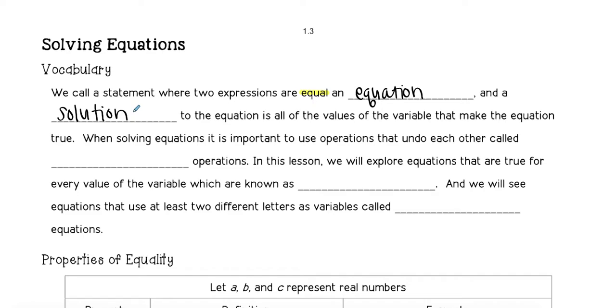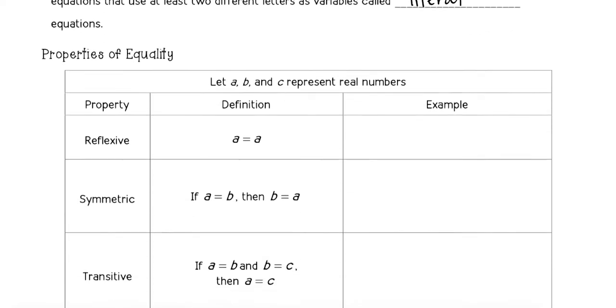When solving equations, it's important to use operations that undo each other, called inverse operations. In this lesson, we will explore equations that are true for every value of a variable, which is known as identities. And we will see equations that use at least two different letters as variables, called literal equations.